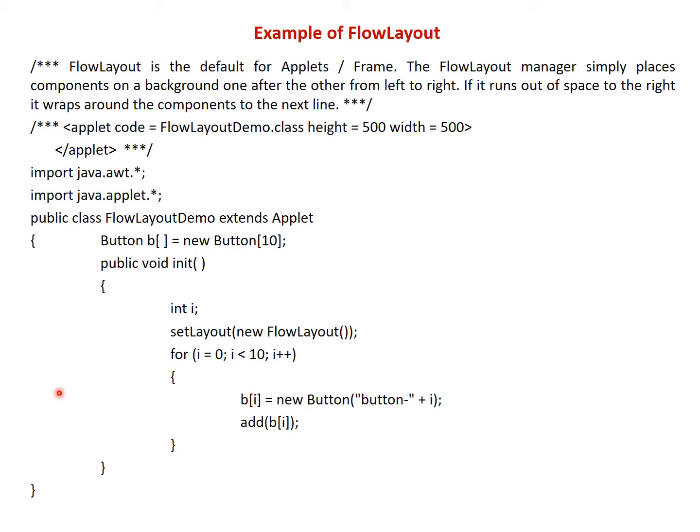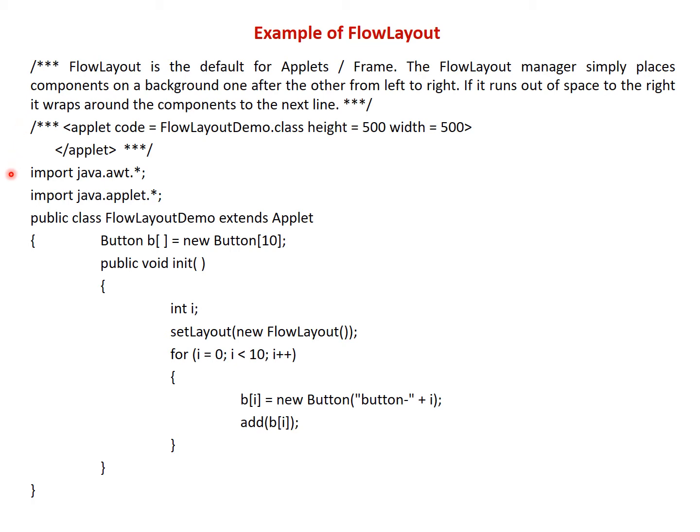Example of the flow layout. Flow layout is the default for applets and panels. The flow layout manager simply places components on a background one after the other from left to right. If it runs out of space to the right, it wraps around the components to the next line.